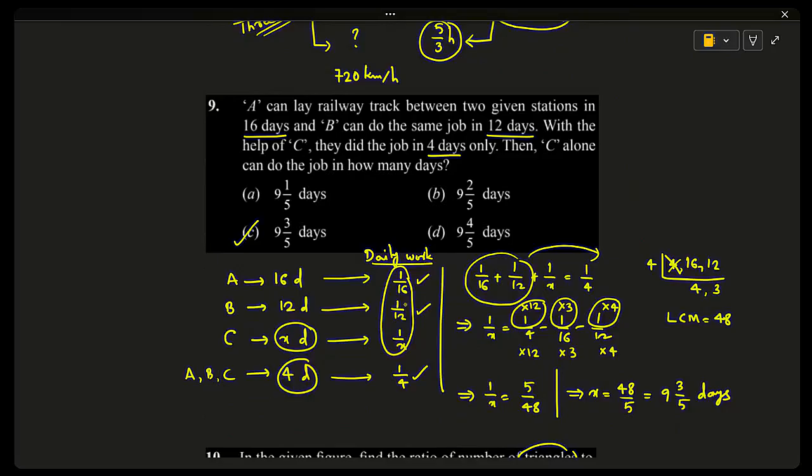Yes, sir. Together if they do the work, it will be completed in 4 days. So the daily work of all 3 members working together is 1 by 4. So according to the question, 1 by 16 plus 1 by 12 plus 1 by X is equal to 1 by 4. So simplifying to get the value of X, we got 9 3 by 5. Yes, sir.